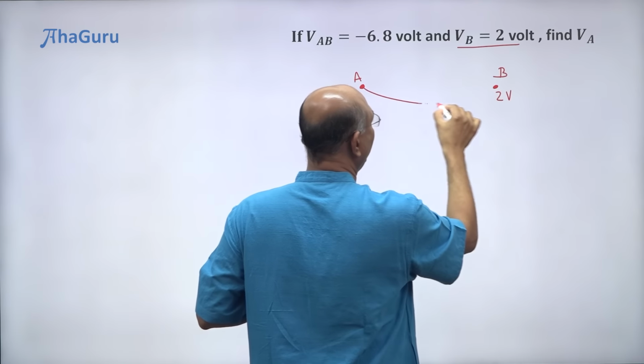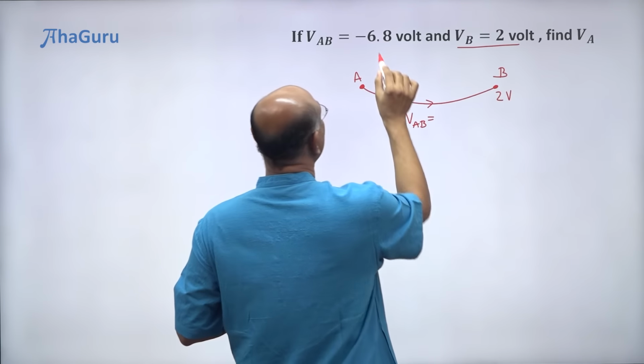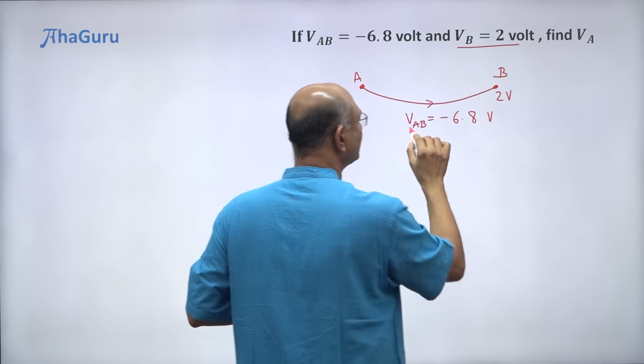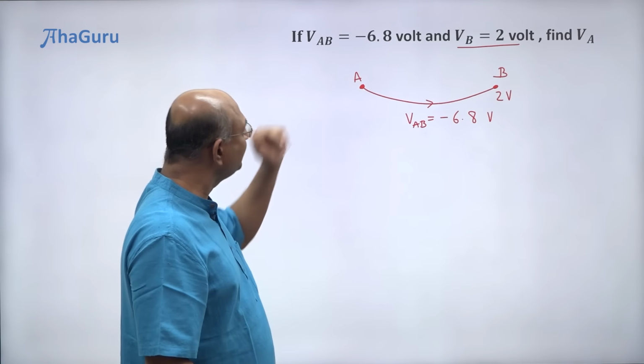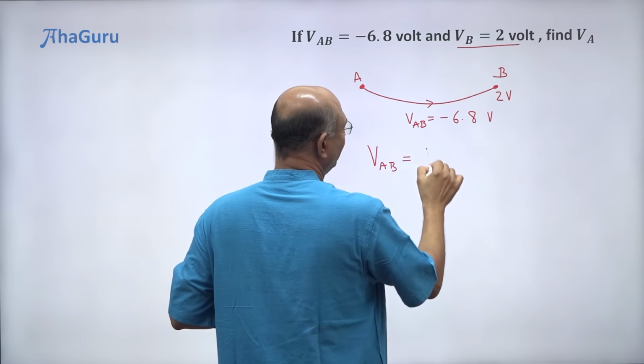And when you're going from A to B, VAB is given. How much is VAB? Minus 6.8 volts. So we have been told all this information. From this we can directly find out what is VA. How? VAB is VA minus VB, no?